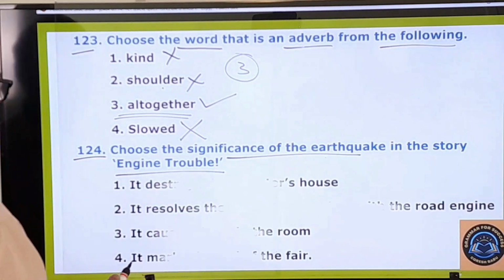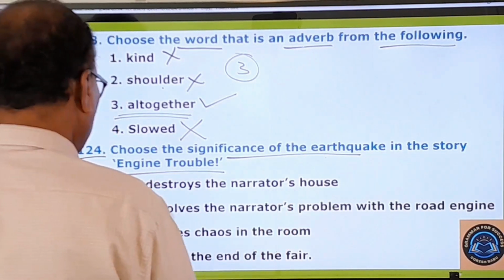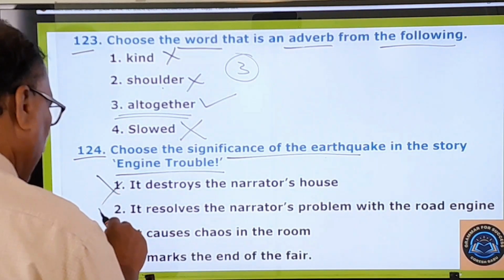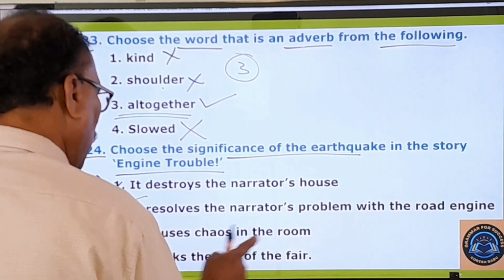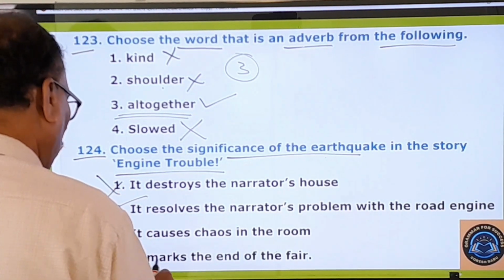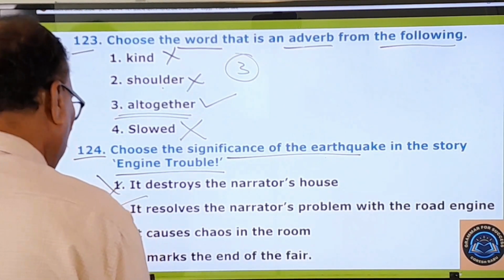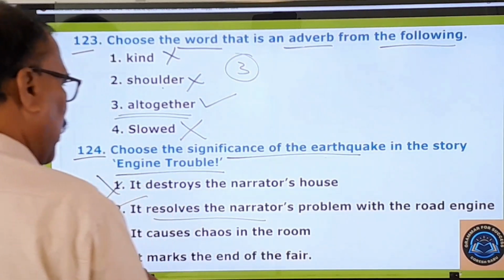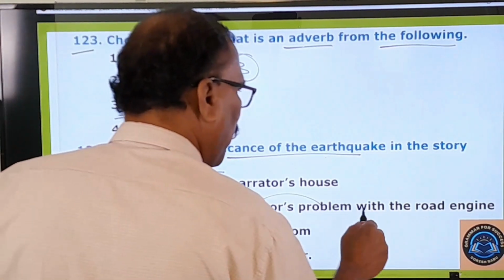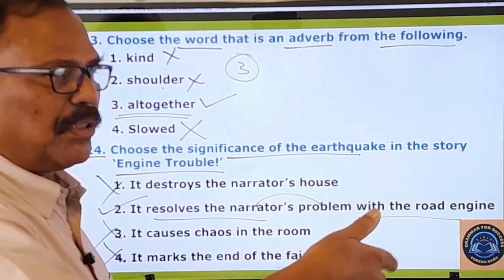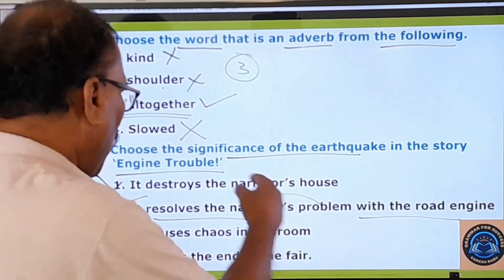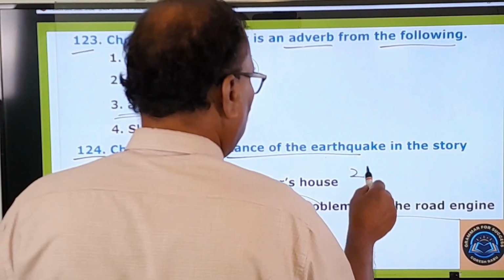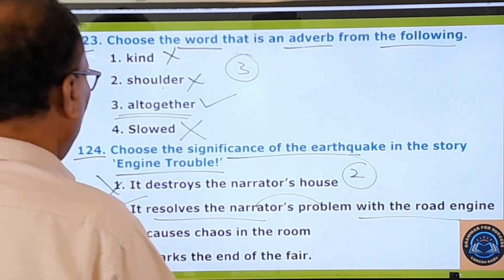Right, what are the options given here? It destroys the narrator's house. No. It resolves the narrator's problem with the road engine. Yes. It causes chaos in the room. No. It marks the end of the fair. So the first one, third one and fourth one are wrong. Only the second one is the right one. It resolves the narrator's problem with the road engine. In a day or two I am going to upload this video, you can watch that. So your answer choice is the second one. You go to the other questions.